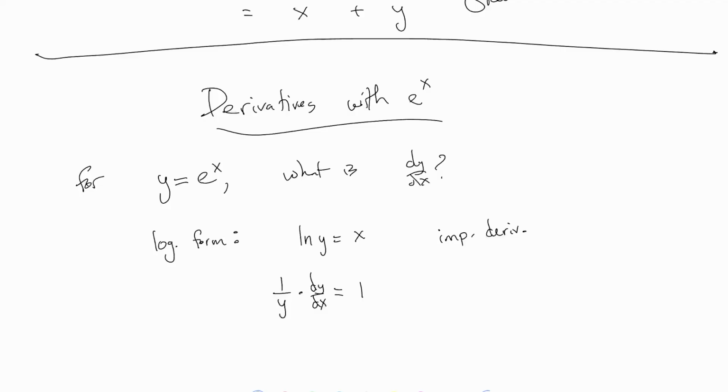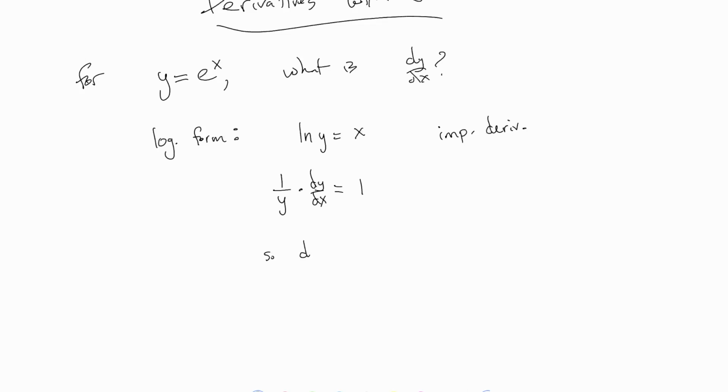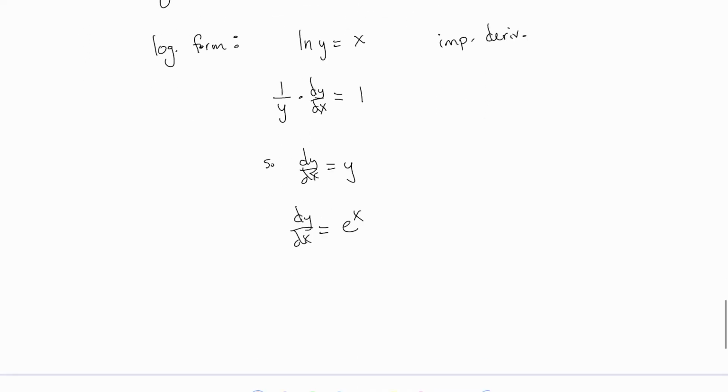You just multiply the y across. So dy dx equals y. And what is y? We said at the very beginning, y equals e to the x. This is the big fact that everybody knows. So if you begin with y equals e to the x, the derivative is, again, e to the x. And this is the great derivative property of e to the x.